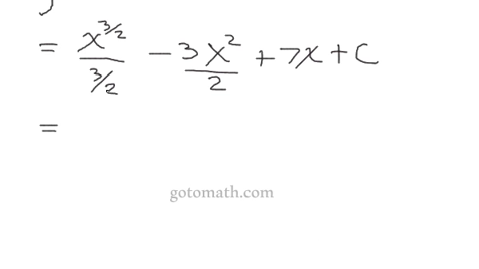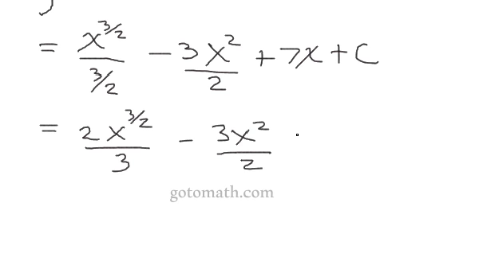Okay, and of course what are we going to do here? We're going to put the 2 up front and bring the 3 down here, right? So it's just the reciprocal, flip this thing around, and then minus 3x squared over 2 plus 7x plus c.